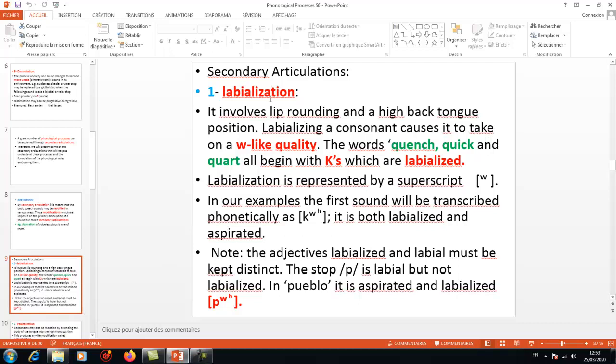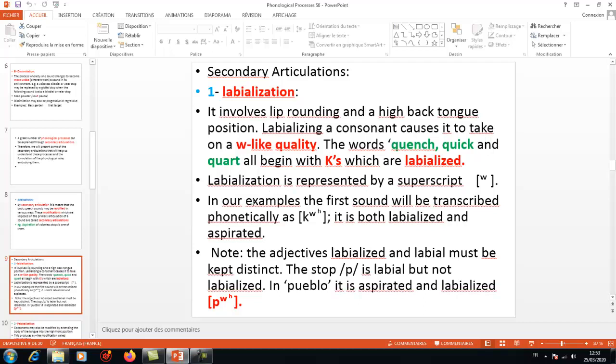Now let's talk about other secondary articulations. We can talk about labialization. In the word labialization, we have got the word labial, which means the lip is involved, or both lips are involved in the pronunciation of a certain sound. Now, this involves lip rounding and a high back tongue position. Labializing a consonant causes it to take on a W-like quality, or U quality. The words quench, quick, and quart all begin with k's, which are labialized.